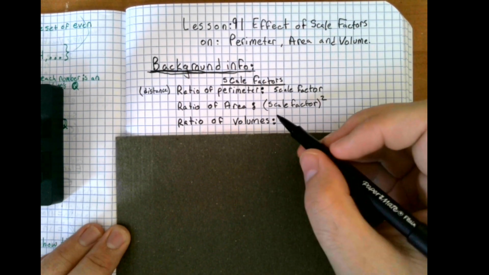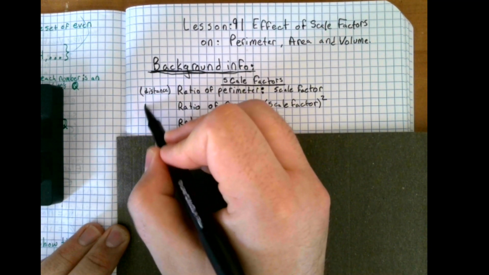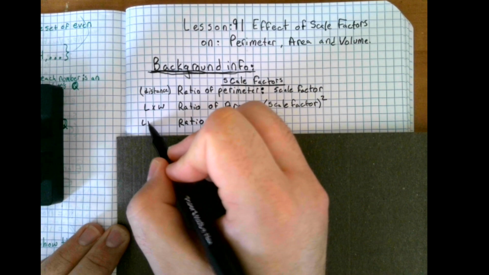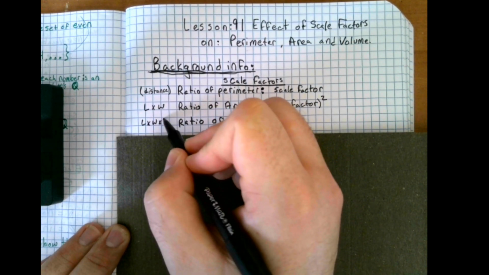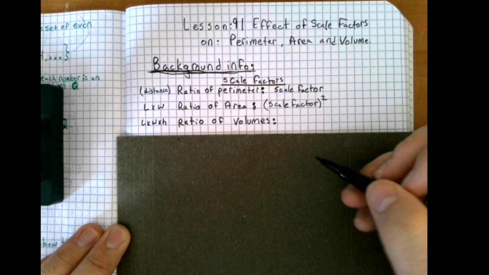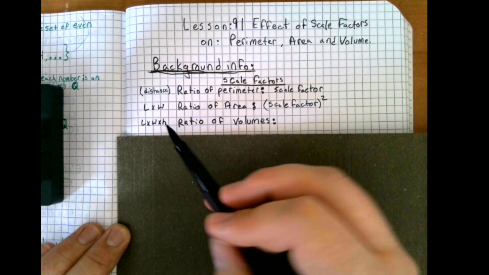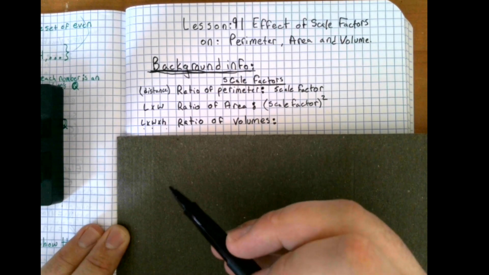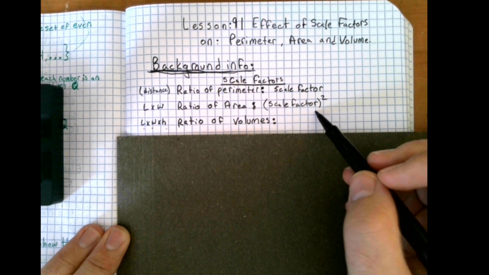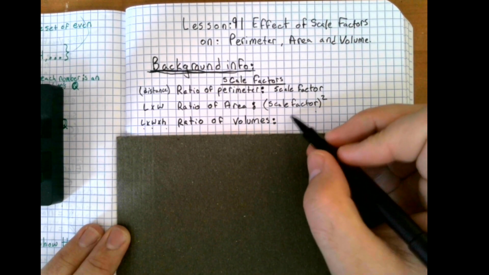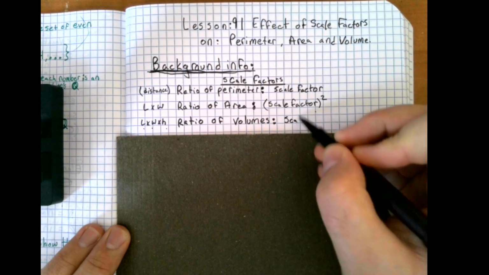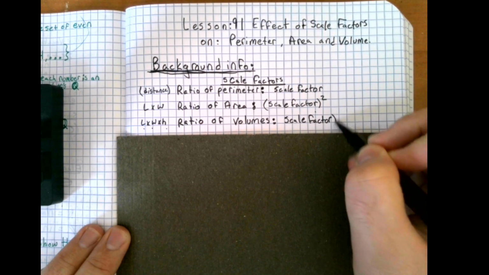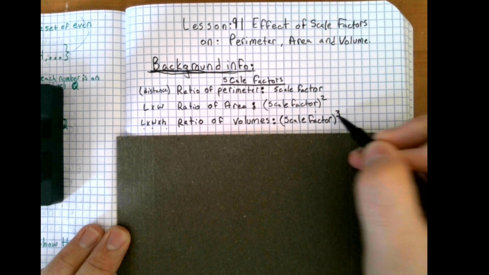Now, the ratio for volumes, remember area could be length times width. This could be length times width times height, if we're talking about a rectangular prism. Here we have three sets of dimensions. Now each of these three dimensions is going to be multiplied by our scale factor. So our ratio for our volume is scale factor raised to a power of 3.